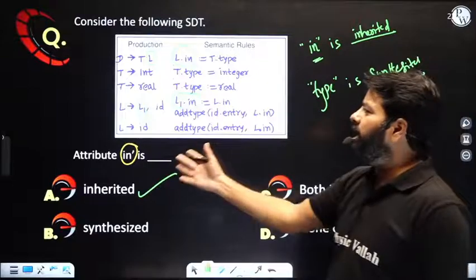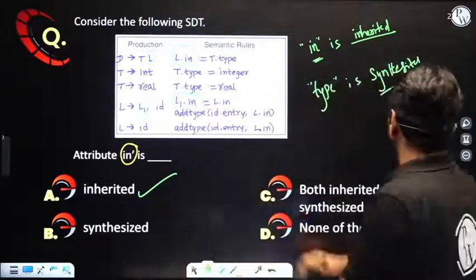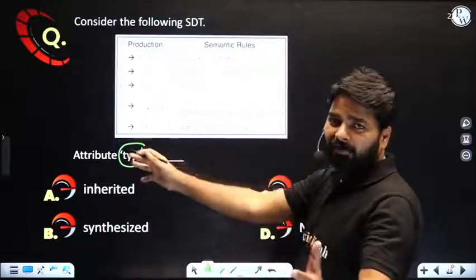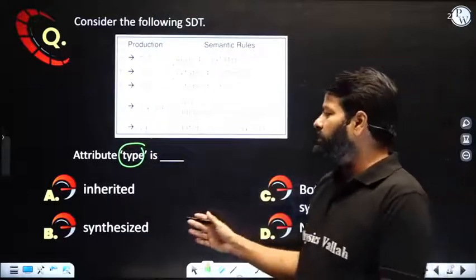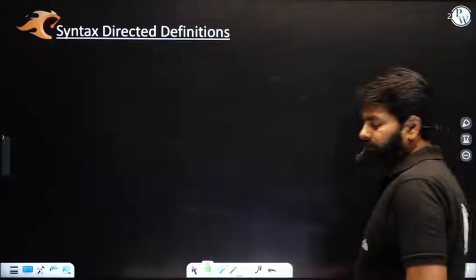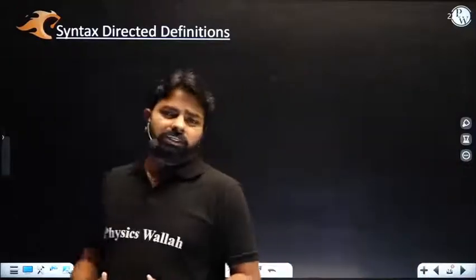There are two questions. Here we are asking only about in, but for the other question, take the same example and solve it. What is type? If you can't see this table, you already have the table, right? Type at this point of time is synthesized. I've just explained that. This is all about attributes.